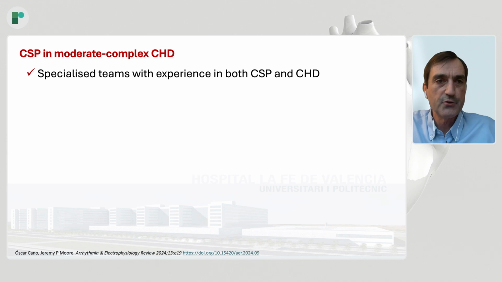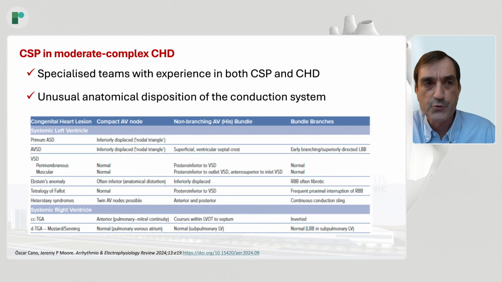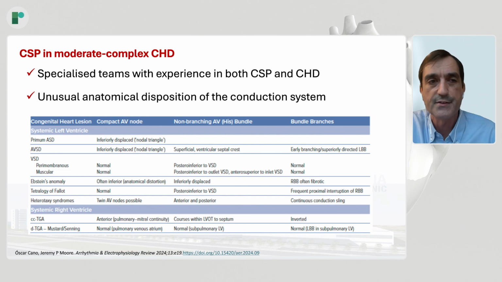Conduction system pacing has been shown to be also safe and feasible in moderate and complex congenital heart disease. But for these patients, we need specialized teams with experience in both conduction system pacing and congenital heart disease, because we are going to deal with unusual anatomical disposition of the conduction system. For example, in patients with atrioventricular septal defects, we are going to find a posteriorly displaced AV node. And in patients with a systemic right ventricle, we may find significant changes in the disposition of the conduction system.